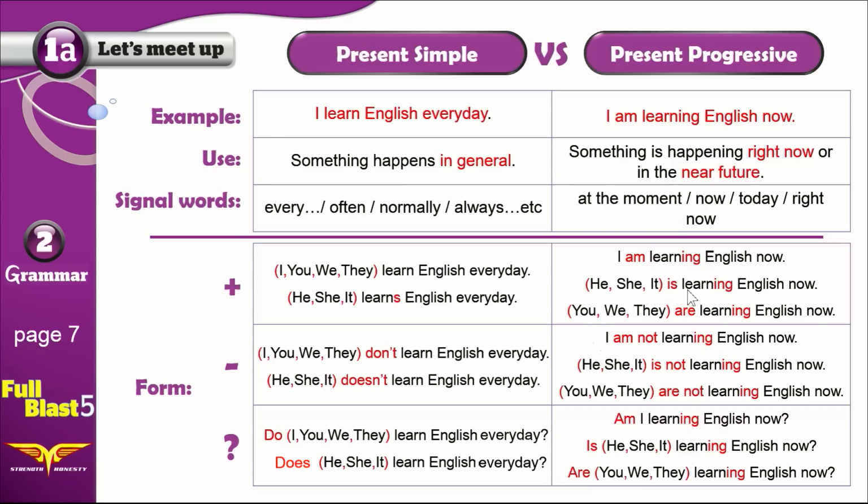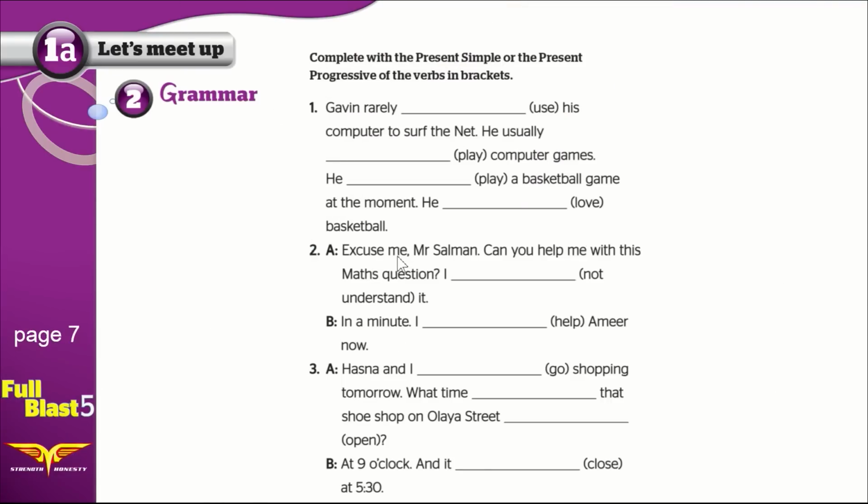Okay. Let's move on to the grammar exercise. On page 7. Complete with present simple or present progressive of the verbs in brackets. Gavin, this is a guy's name, Gavin, rarely means not very often. Like the opposite of usually. Use his computer to surf the net. This is the end of the sentence. How will you put use? Will you put it as use, uses, is using, are using?